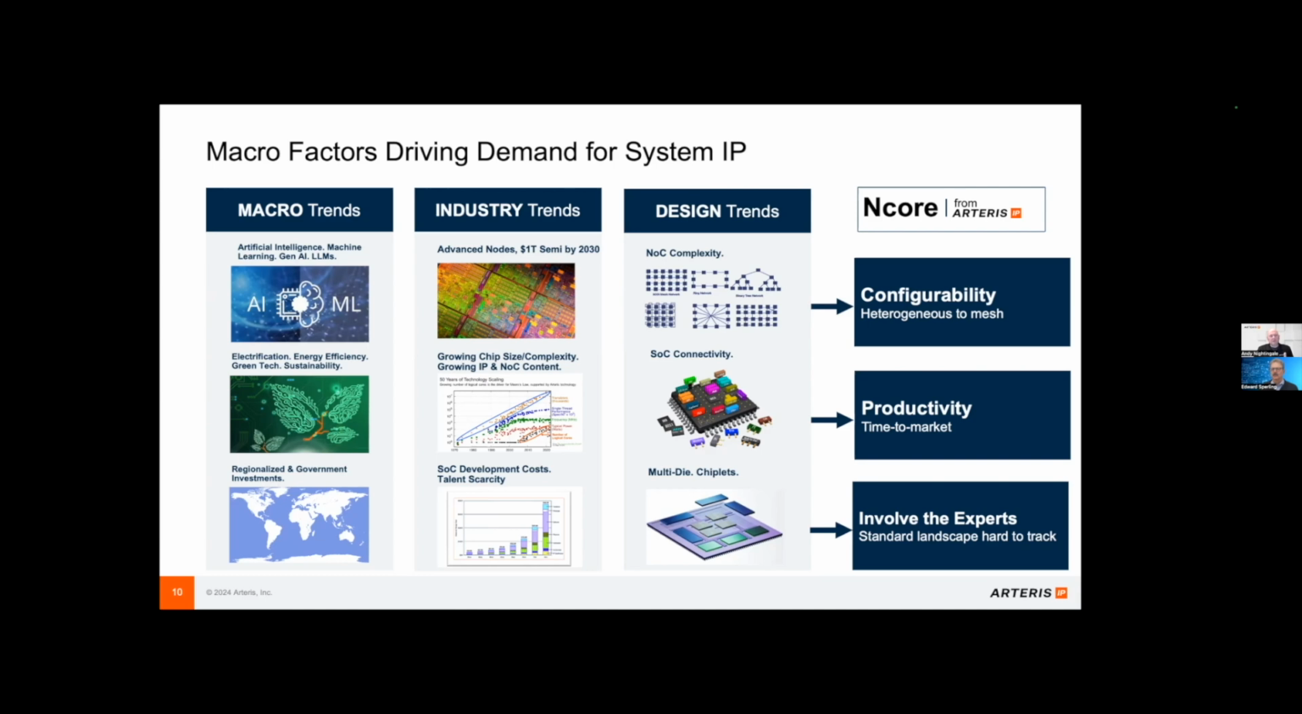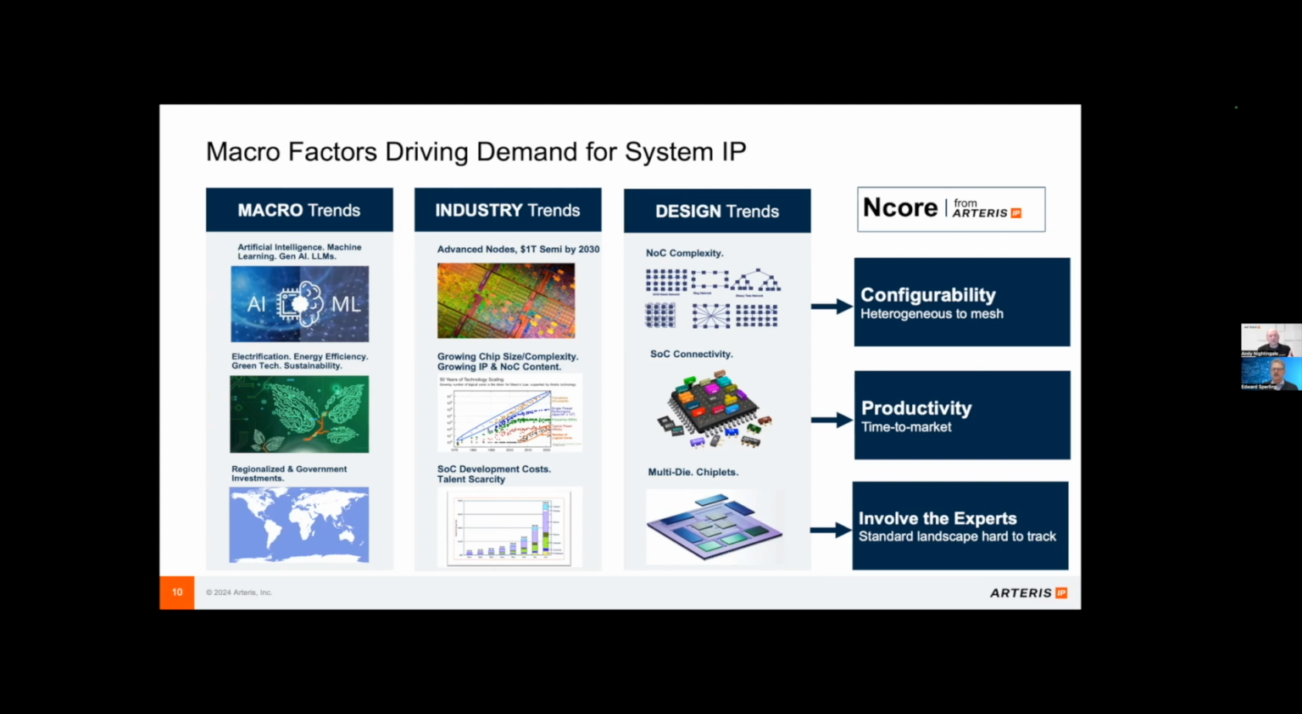So if we look at the industry trends that go alongside these, advanced node semiconductor manufacturing is predicting a significant market growth, requiring IP blocks to be able to meet the demands of advanced manufacturing processes. And as chips grow in size and complexity, NoC IP has to scale to manage increased interconnectivity and data flow. Rising costs and scarcity of skilled talent in SoC development are significant challenges, necessitating more efficient and cost-effective IP solutions.